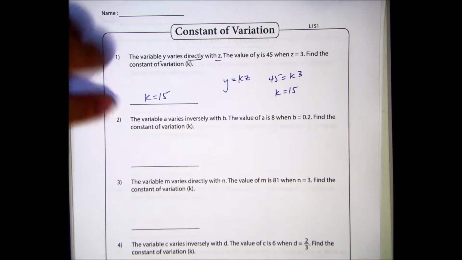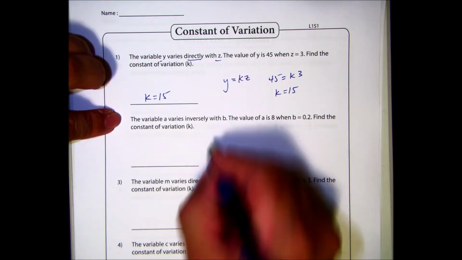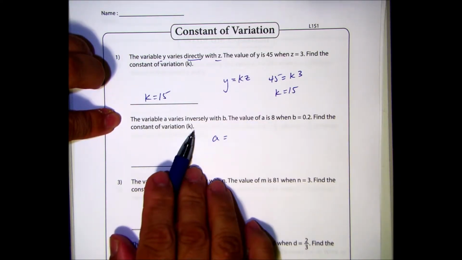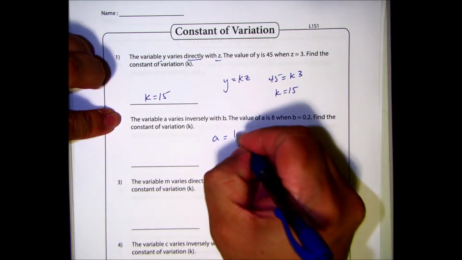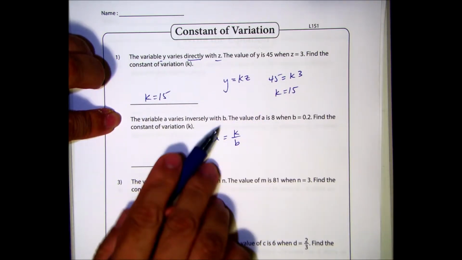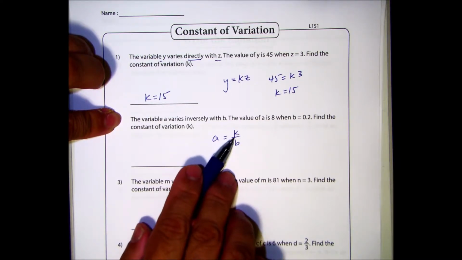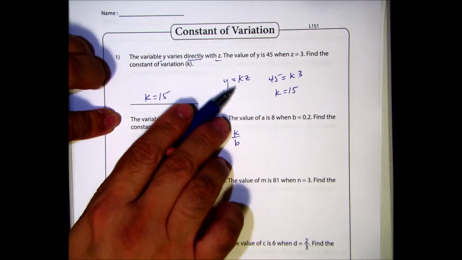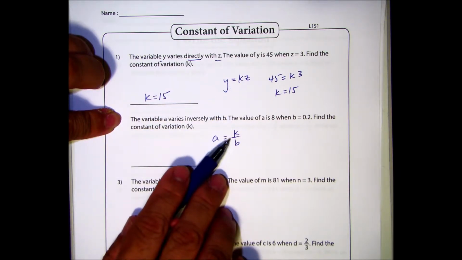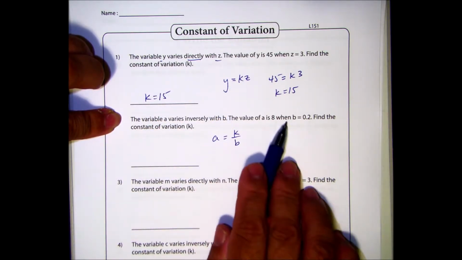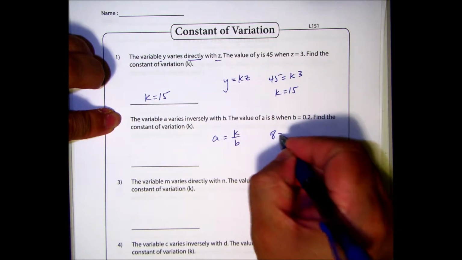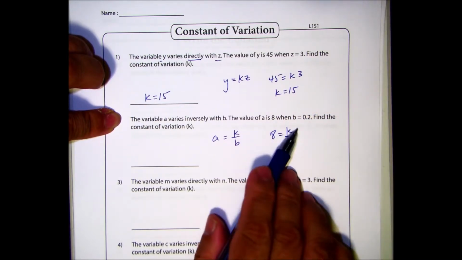Number 2, the variable a varies inversely with b. When it's inversely, the variable here goes in the denominator. K is always in the numerator. This is considered to be in the numerator up there, and it's still in the numerator here. And then they give us a is 8. We don't know what k is when b equals 0.2.